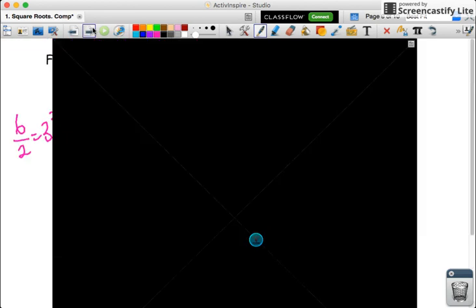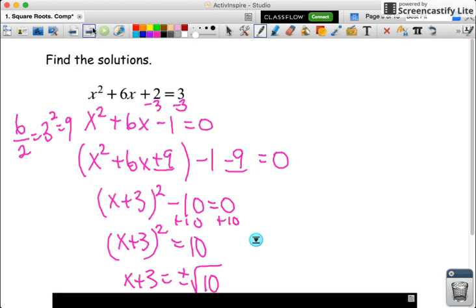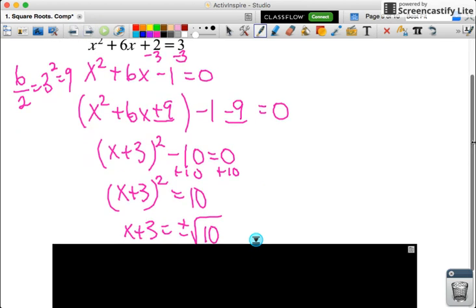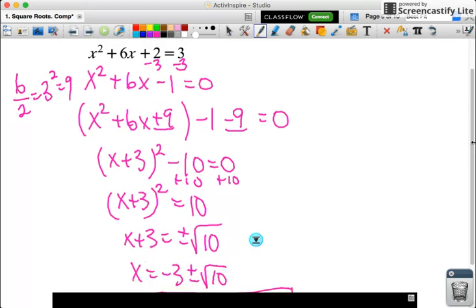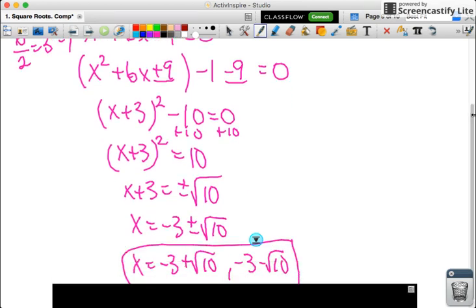Same process here. So go ahead and pause your video, try and do this on your own. And I'm going to reveal the answer. So you should get as your answer negative 3 plus the square root of 10 and negative 3 minus the square root of 10.